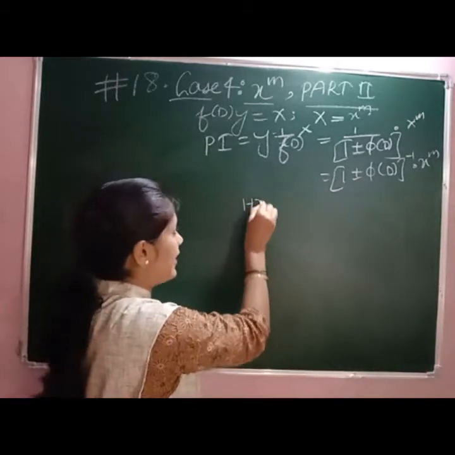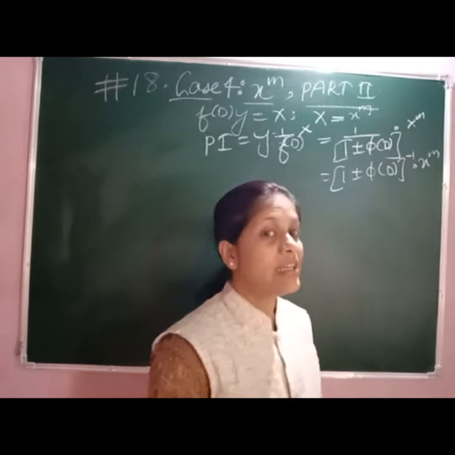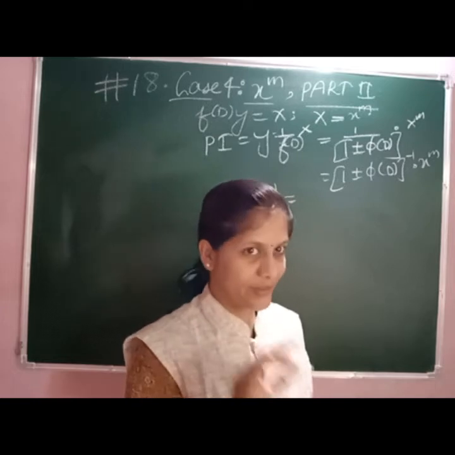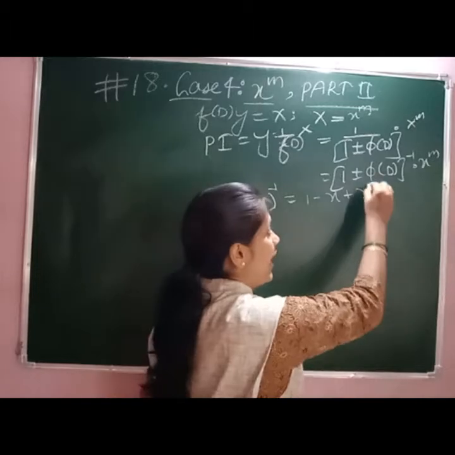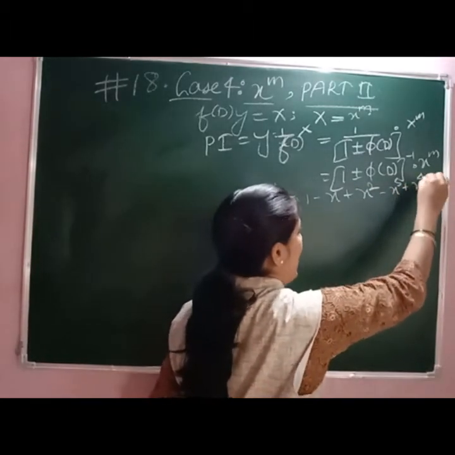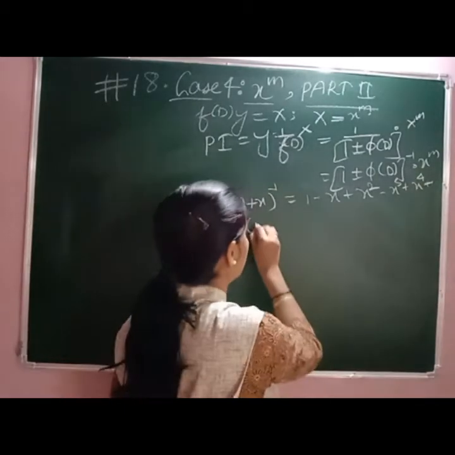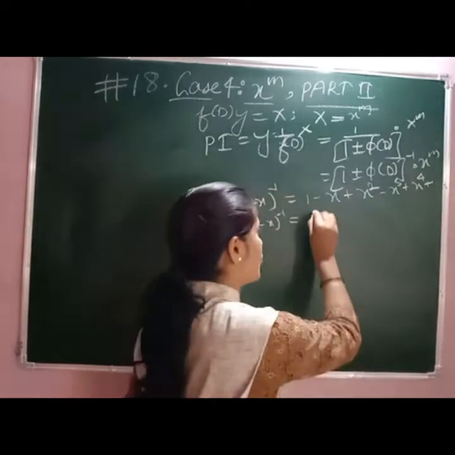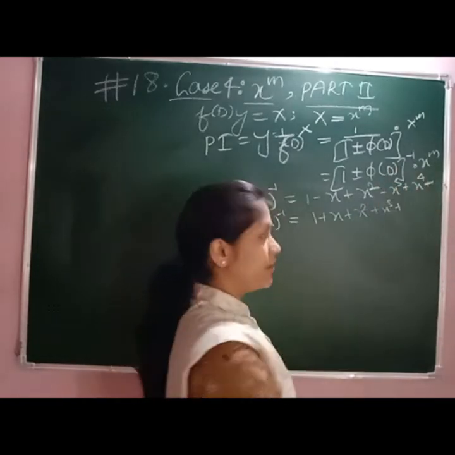Suppose it is (1 plus x) whole inverse, what is the formula for this? Whenever plus comes, it is alternate plus minus ascending power of x, right? What is the full form of this? 1 minus x plus x squared minus x cubed plus x raised to 4 and so on. And what is (1 minus x) whole inverse? It is all plus ascending power of x. So 1 plus x plus x squared plus x cubed and so on, right?